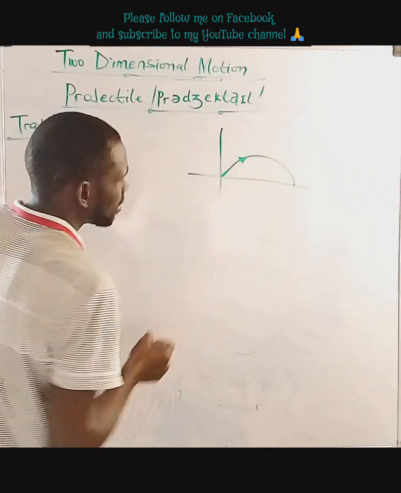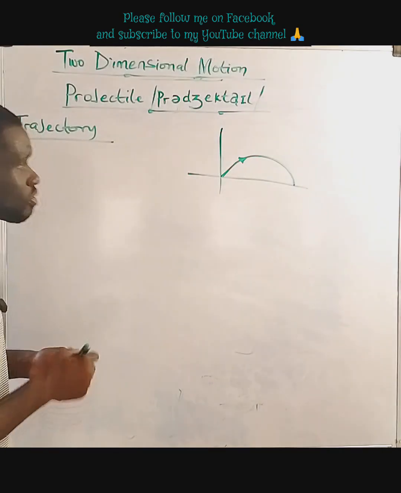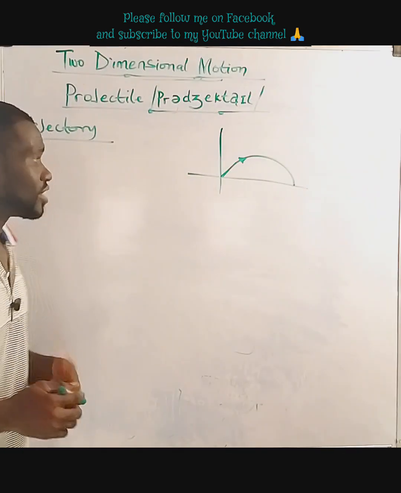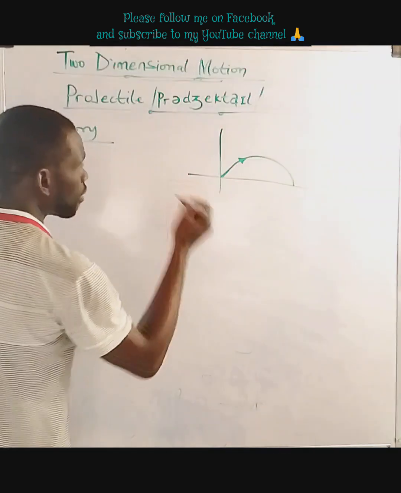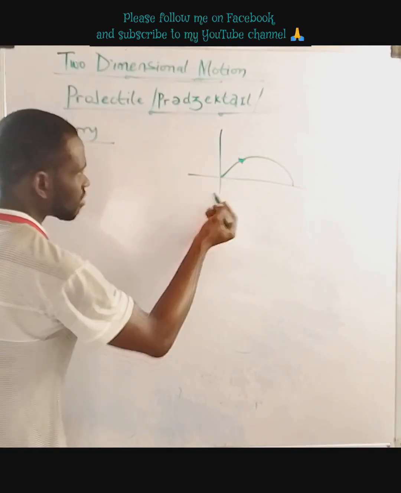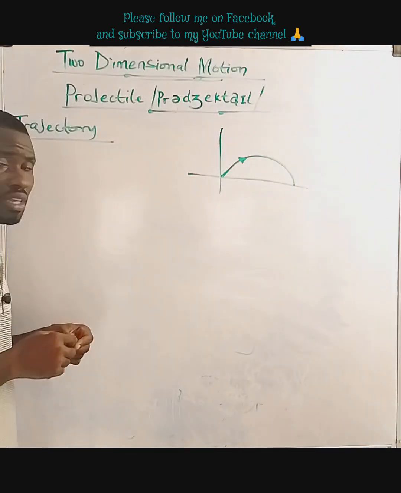This is a trajectory. The beautiful part of trajectory is this: it helps us to know the position of a given projectile at every time instant. You understand? When we get the formula of trajectory, it will help us to know where a given projectile is, either at max height or not at max height.